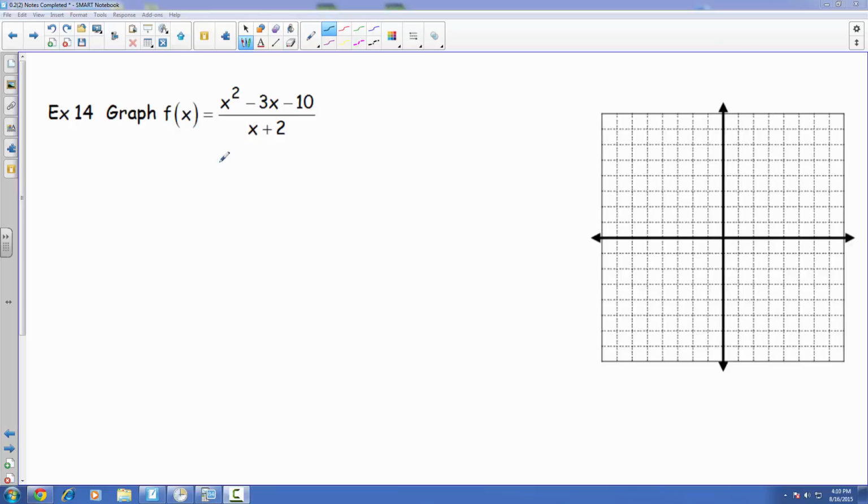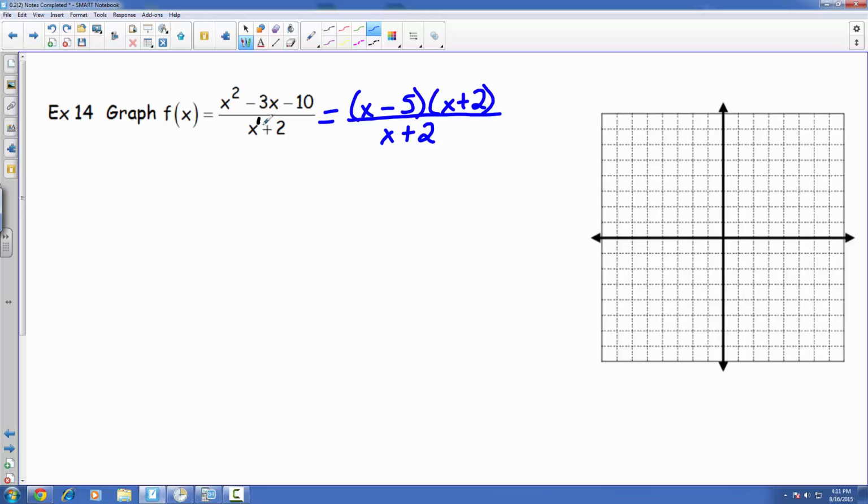Now we're at example 14 from the 0.2 number 2 set of notes. We're asked to graph this rational function, and right away we notice that the top in fact is a quadratic, the bottom is just a linear. And just kind of moving forward with things, we typically like to start out by factoring what we can. So when we do that, we end up with x minus 5 times x plus 2 on top. On the bottom, we see that we just have that x plus 2 that can't be factored.